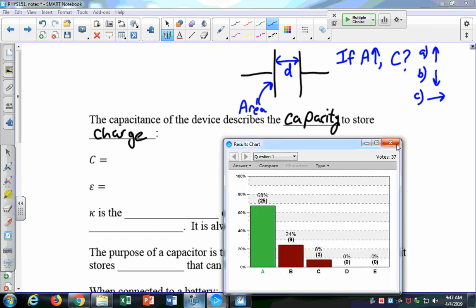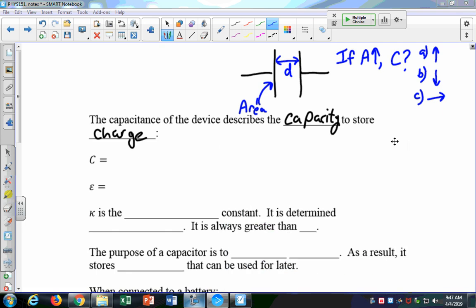Okay. So your intuition for most of you is right. If I make the bowl bigger, it holds more cookies. And if I make the area of the plates bigger, they just have more space to store charges. So if the area goes up, then the capacitance goes up.